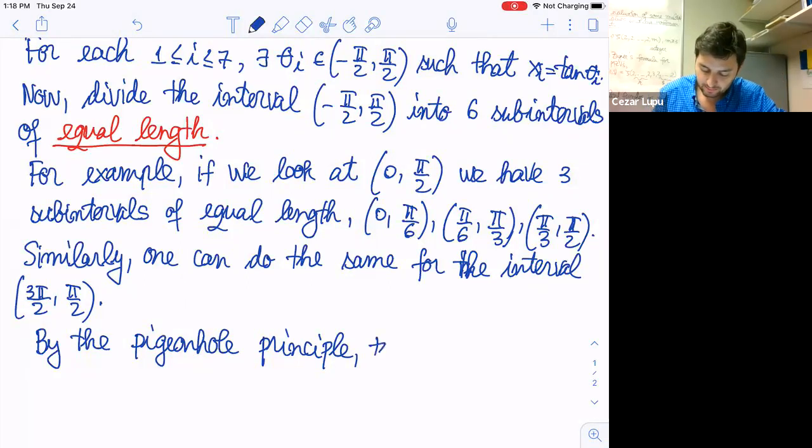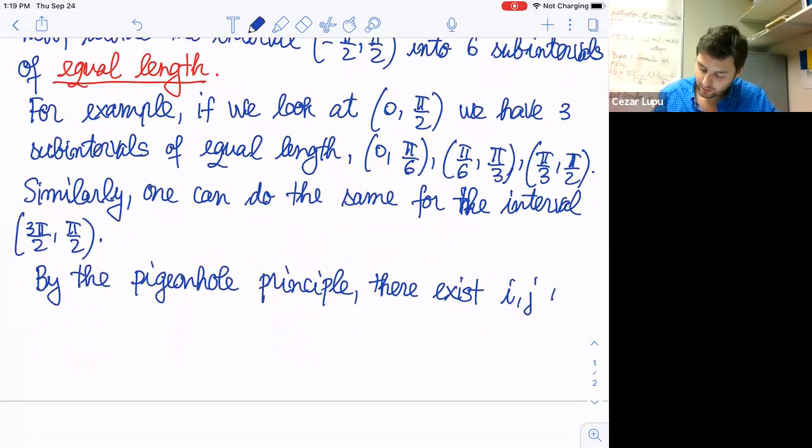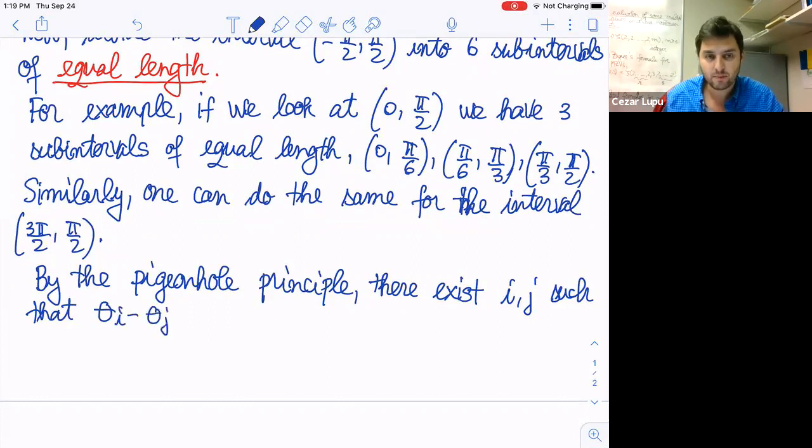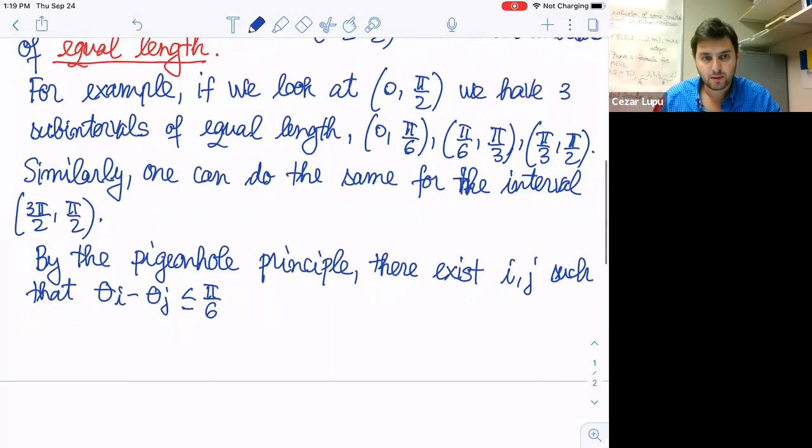There exist i and j such that, let's say, theta, and I have these numbers, right, let's call them theta 1 to theta 7. Let's say I have 2 of them in one of the subintervals. And the distance between these two will be at most pi over 6, which is less than pi over 6, right? Well, let's put less or equal.